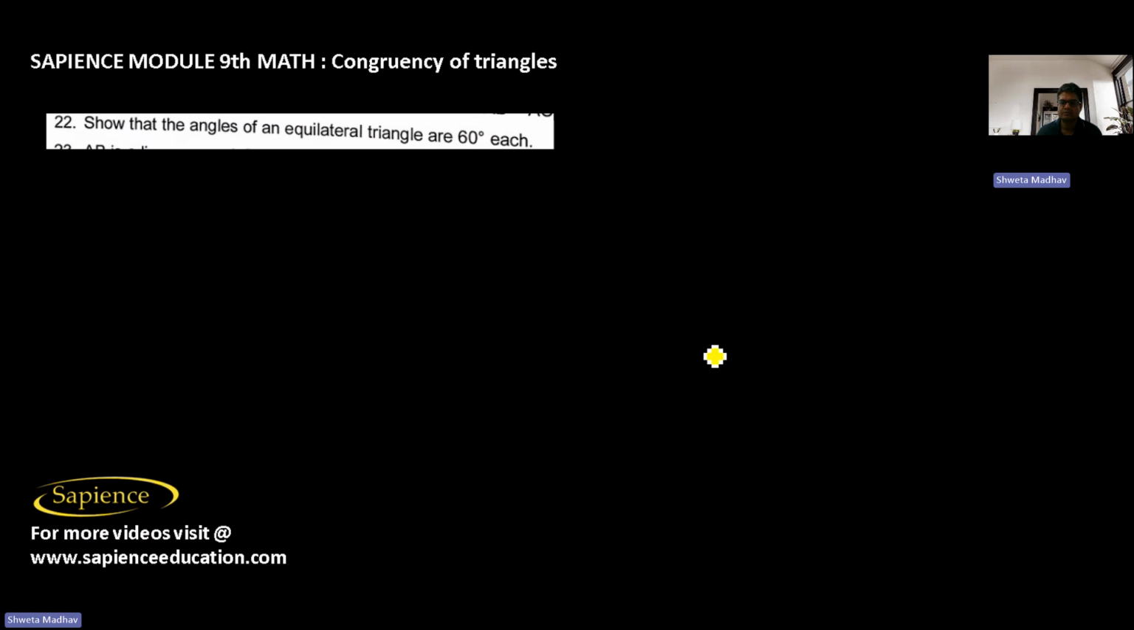Hello everyone, good evening. So here we shall solve from question number 22 onwards in exercise 1. Here it is told to show that the angles of an equilateral triangle are 60 degrees each. So here we will write the given. In the given we will draw one triangle which is an equilateral triangle. Equilateral means all the sides are equal, and we have to show that all the three angles are also equal, which is 60 degrees each.